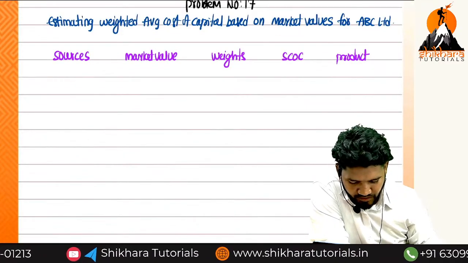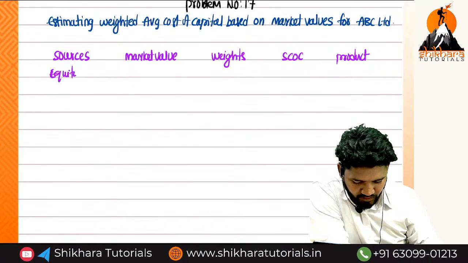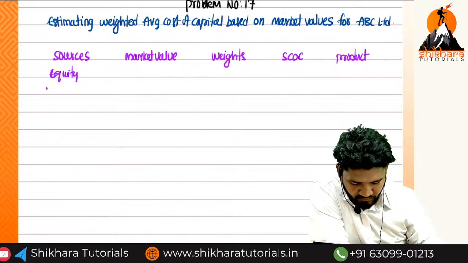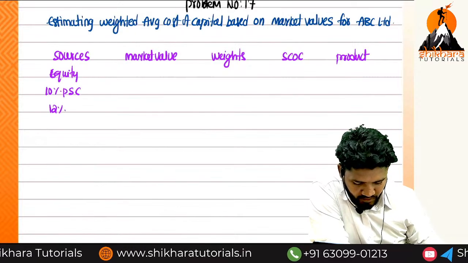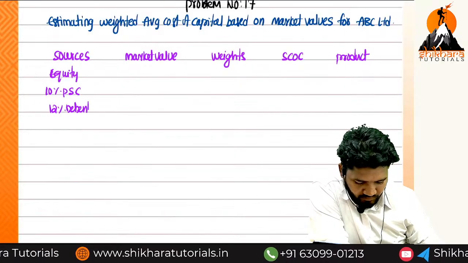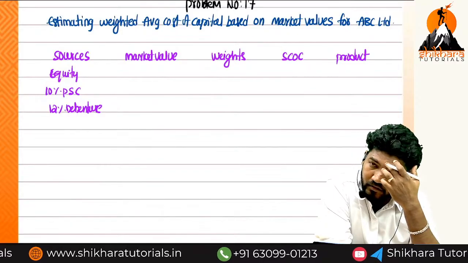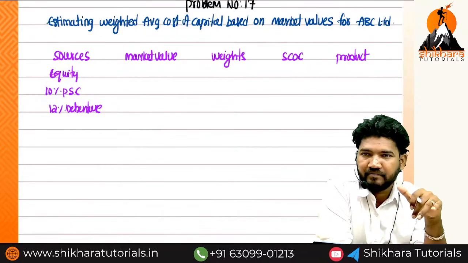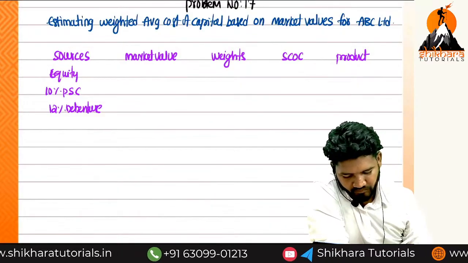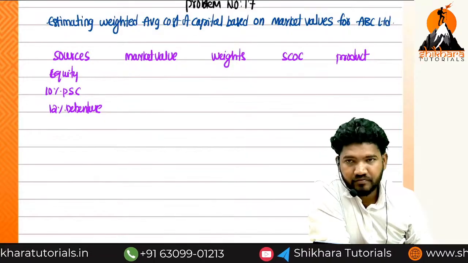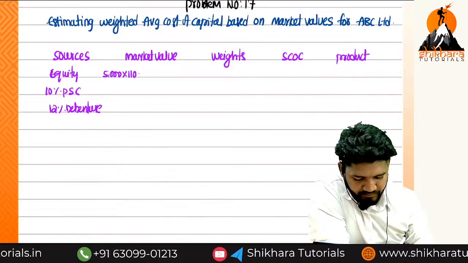Tell me the sources. Equity, 10% preference share capital, 12% debenture. Any other extra amount? No, because the expansion is for case B, not for case A. Now what about the market value? How many shares? 5,000 shares into 110 rupees.